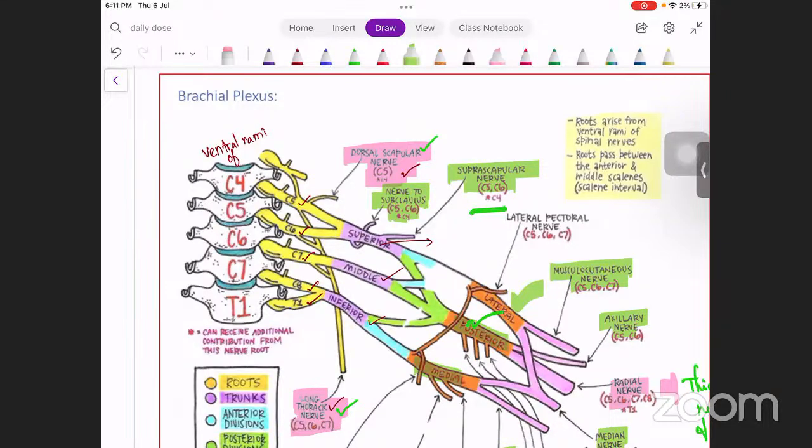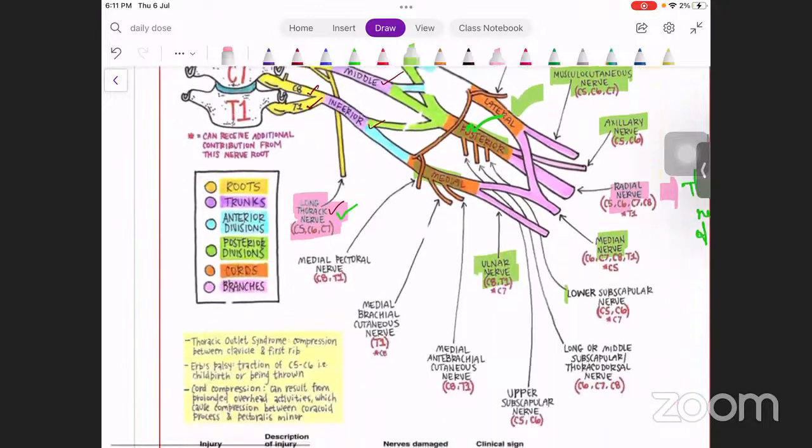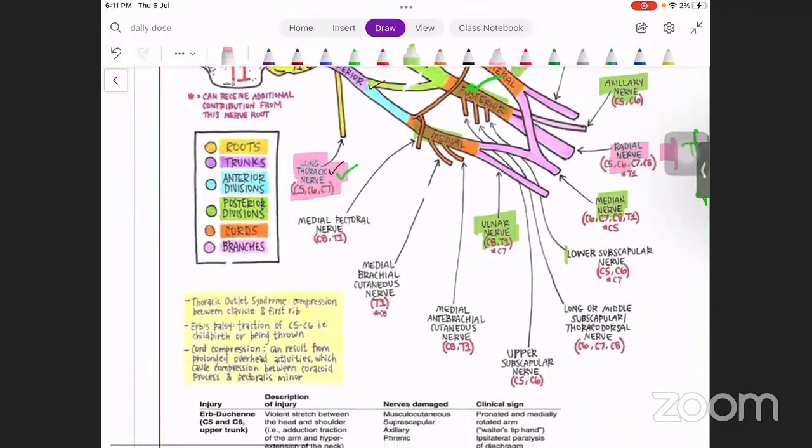Ulnar nerve root is C8 and T1. And apart from that, you have the small minor branches like the pectoral nerve, cutaneous nerve of arm, and cutaneous nerve of forearm. The posterior cord gives rise to two important nerves, which are your radial nerve and axillary nerve. Axillary nerve, the nerve root is C5, C6. Radial nerve, the nerve root is C5 to T1.